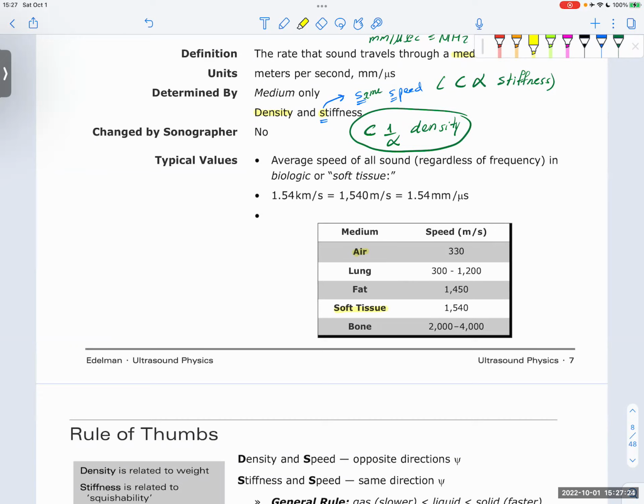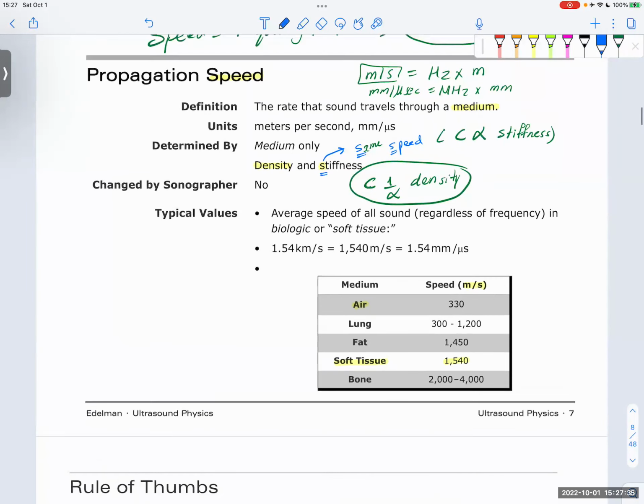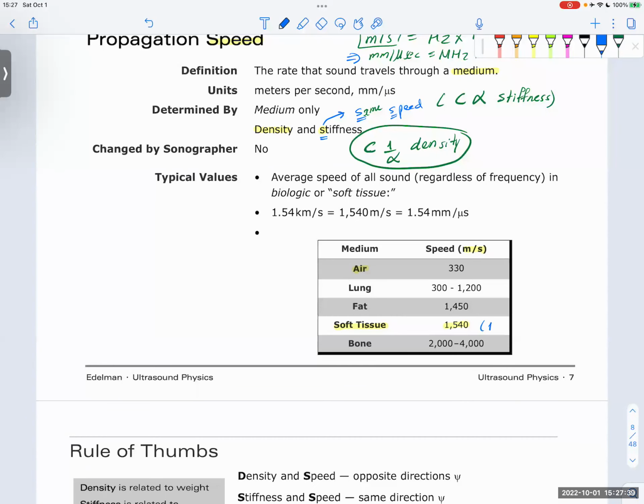We usually rely on the fact that they're kind of similar, and they're soft tissue. The speed is 1540 meters per second. Now, I would like you to also remember that if we use the other unit, which we mentioned before, the millimeter per microsecond, it's going to be 1.54 millimeter per microsecond.